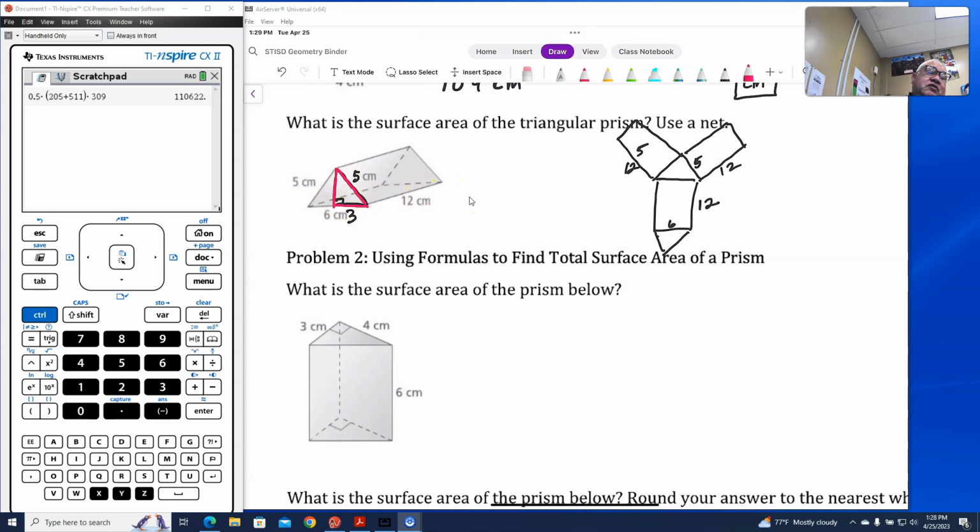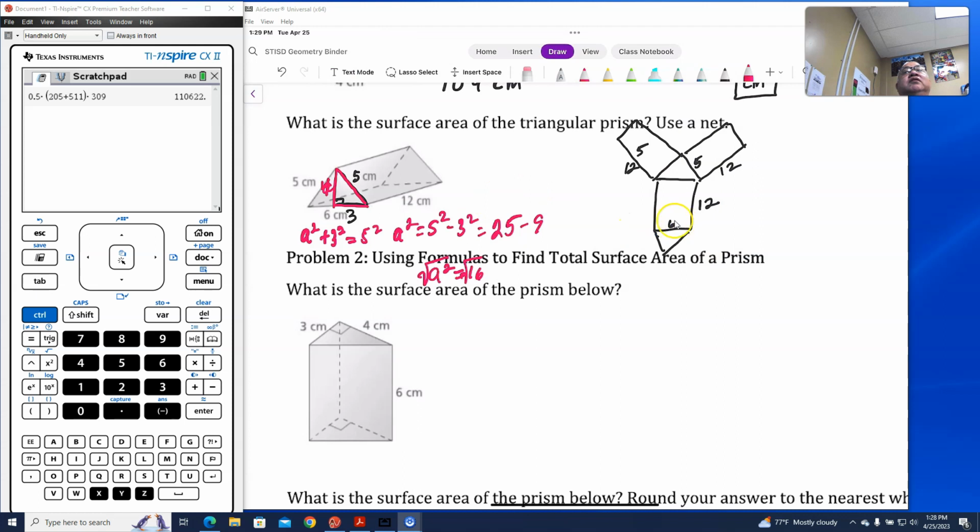So to figure out the height, it's going to be a squared plus 3 squared equals 5 squared. So a squared equals 5 squared minus 3 squared. So that's 25 minus 9. And so that's going to give us a squared equals 16. We get the square root of both sides, so we know that the height is 4.